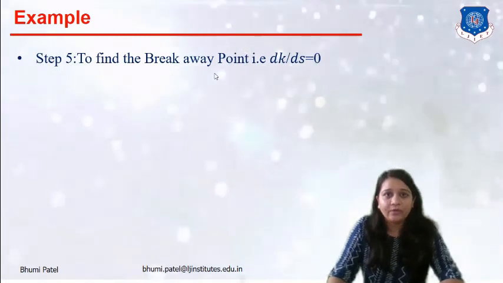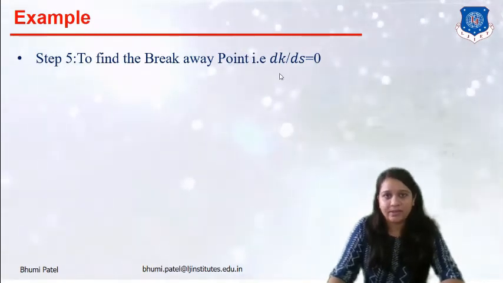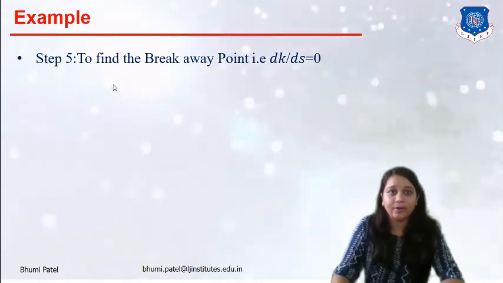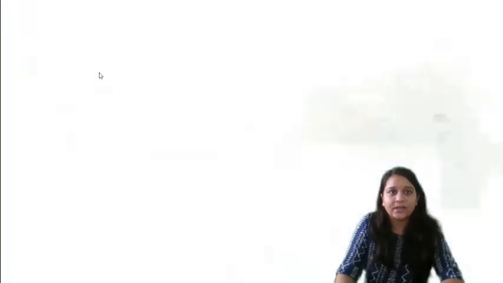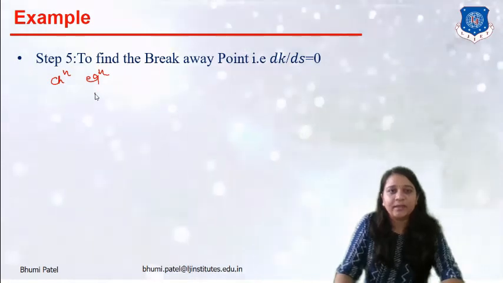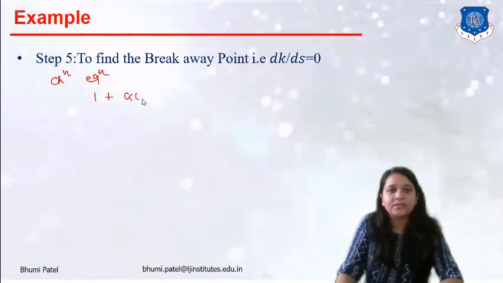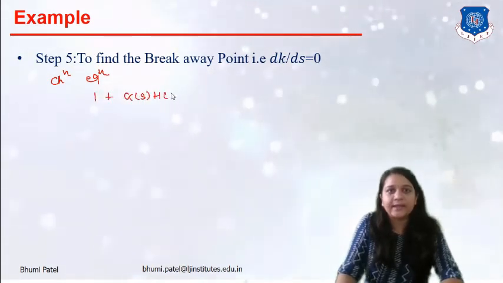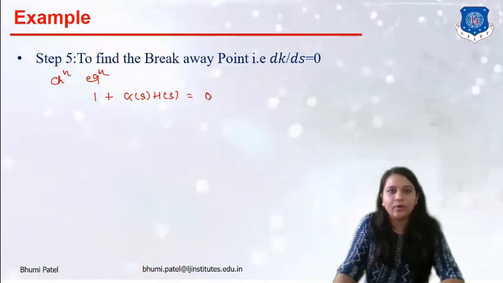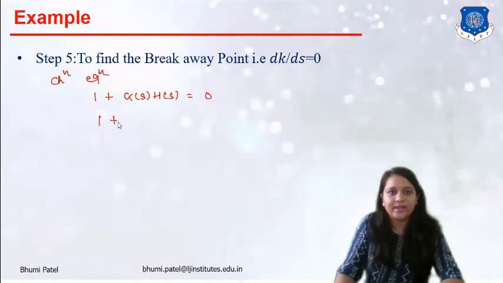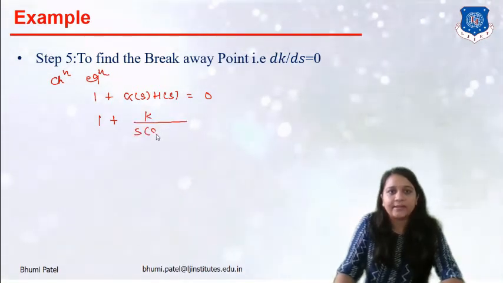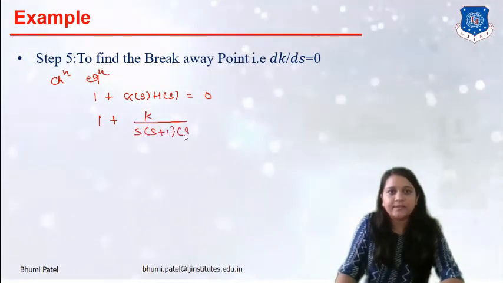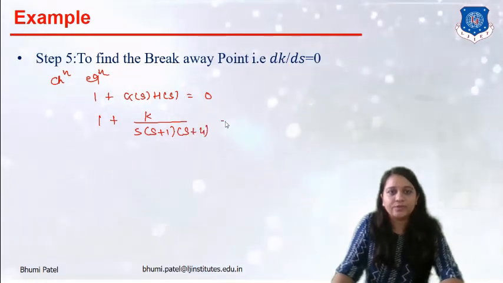Now, to find the breakaway point, that means dk by ds is equal to 0. First of all, we have to write the characteristic equation of the system, and the equation will be 1 plus g of s, h of s is equal to 0. The value of g of s, h of s is k upon s, s plus 1, s plus 4, equal to 0.